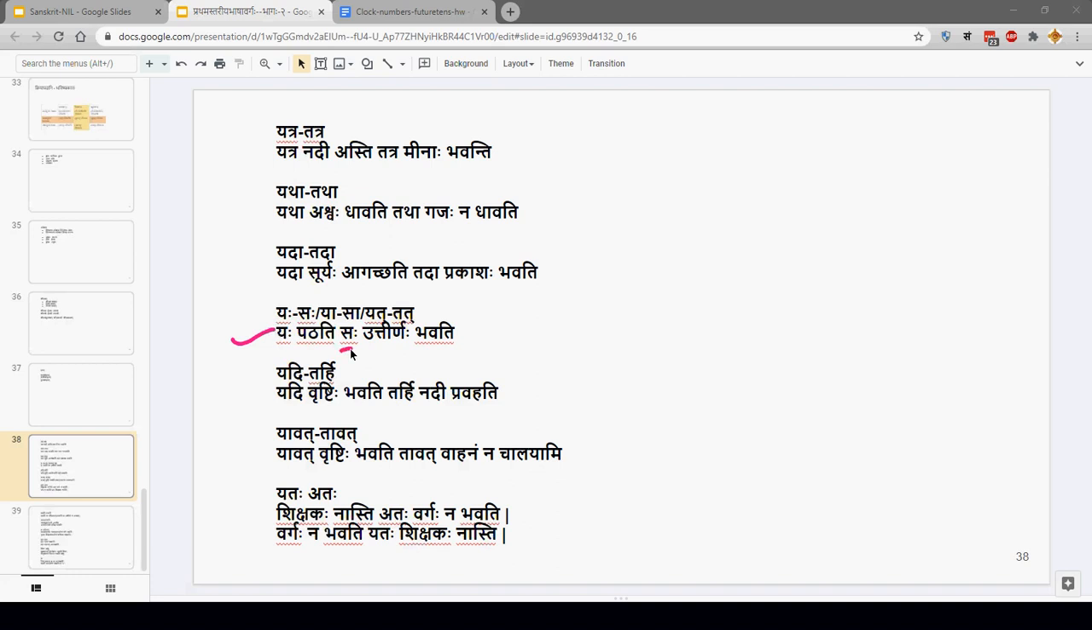So here it is one who, that. Here instead of saha, you can use esha also. Yaha pathati, no, not esha, saha. Yaha pathati saha, one who, that person. Yaha pathati saha uttirna bhavati. Yat tat yasa. Ya pathati sa uttirna. So what is another example you can think of?